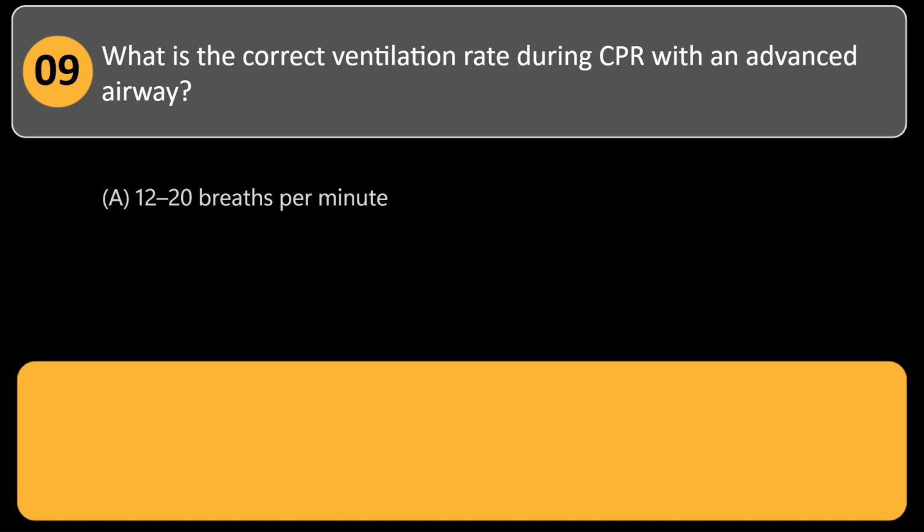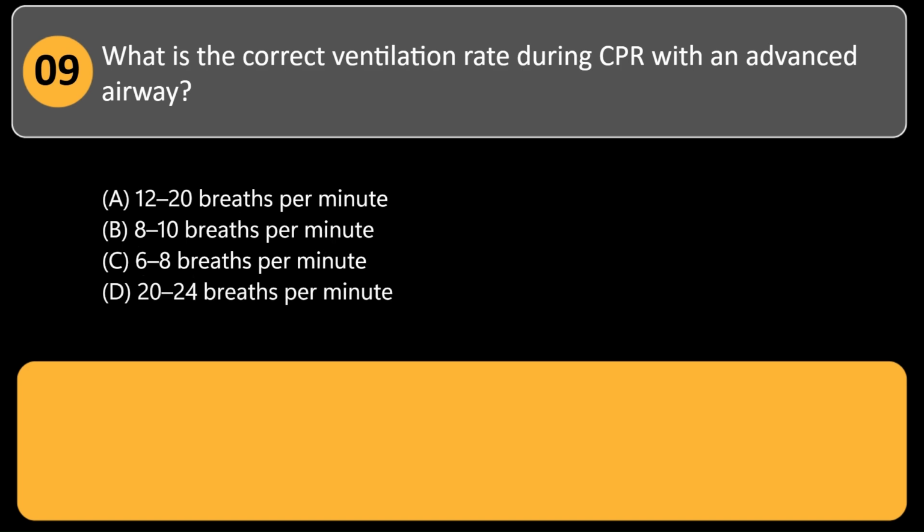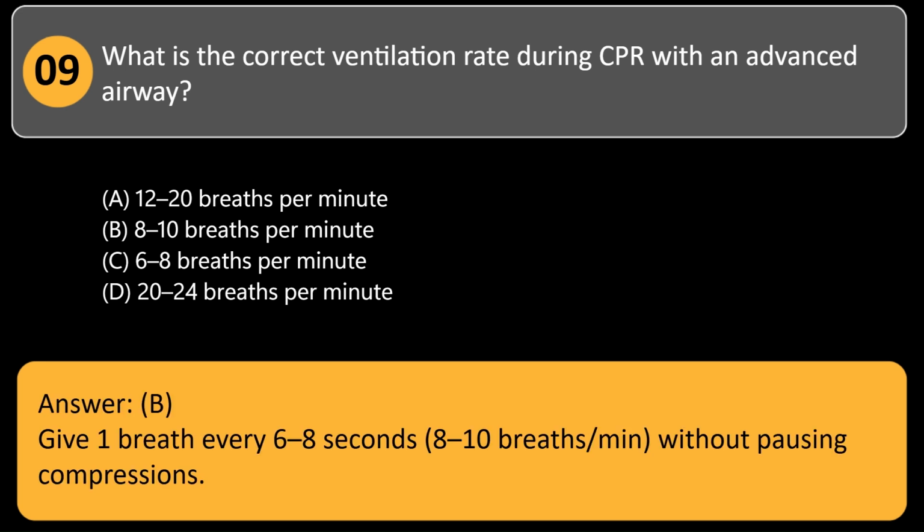What is the correct ventilation rate during CPR with an advanced airway? A. 12 to 20 breaths per minute. B. 8 to 10 breaths per minute. C. 6 to 8 breaths per minute. D. 20 to 24 breaths per minute. Answer: B. Give 1 breath every 6 to 8 seconds, 8 to 10 breaths/min, without pausing compressions.